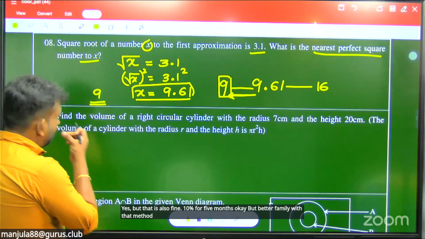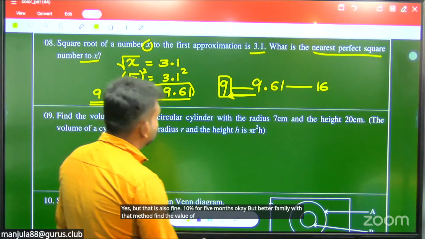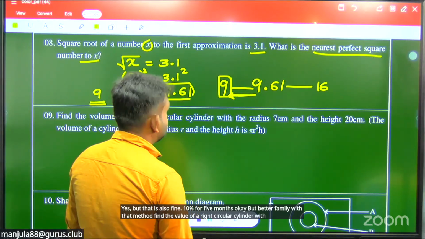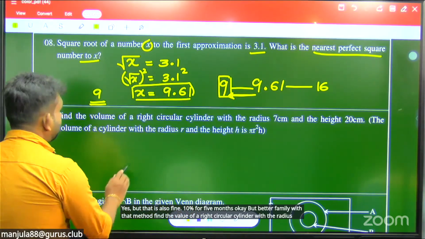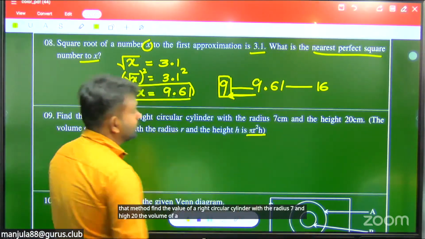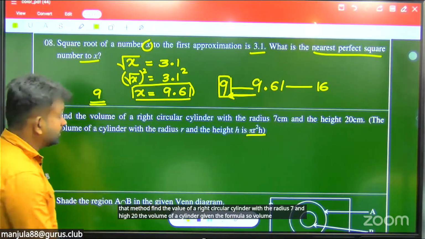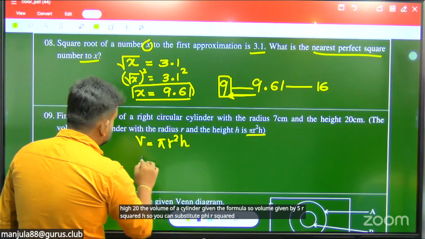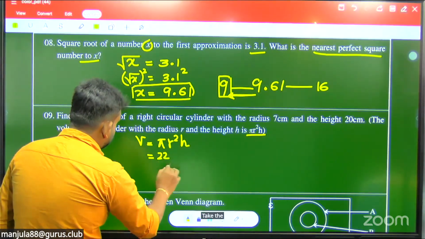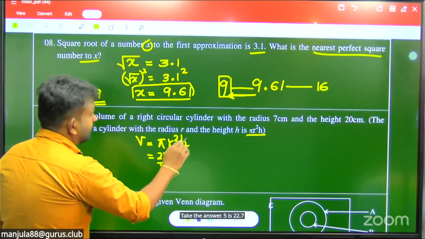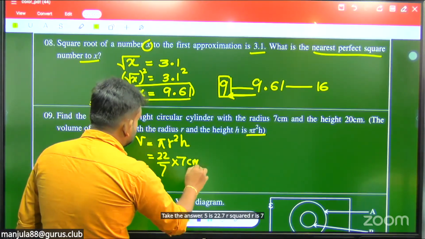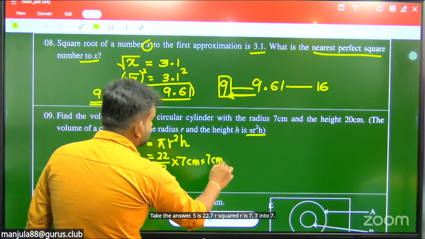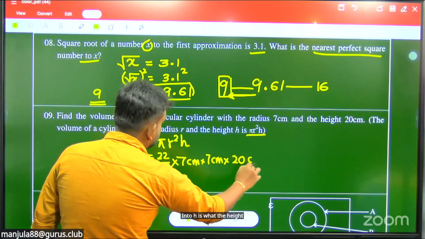Find the volume of a right circular cylinder with radius 7 and height 20. The formula for the volume of a cylinder is pi r squared h. So you can substitute into pi r squared h and get the answer. Pi is 22 upon 7. r squared, r is 7, so 7 into 7. Into h, h is what? The height, 20 centimeters.